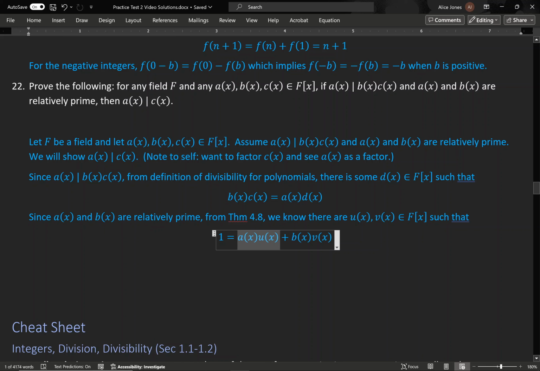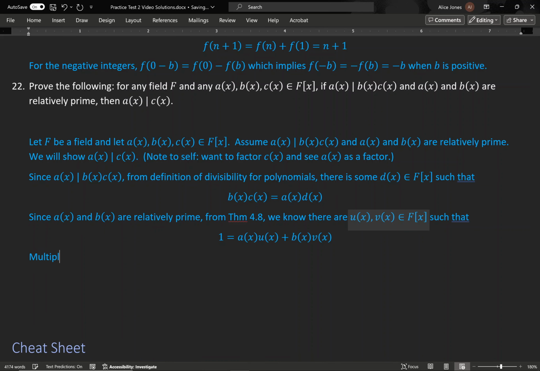But okay, maybe somehow there's a 1 here, so maybe I can't even replace b of x from down here because I can't solve this for b of x. But if up here I had b of x, v of x, then I could replace that with 1 minus a of x, u of x. Maybe that would be better. It would be closer to 1 somehow. So that's where my brain is going. I wish I had b of x, v of x, but I can put a v of x in there by just multiplying through.